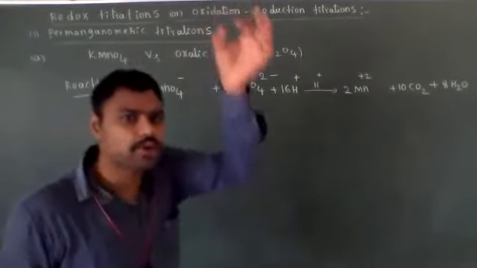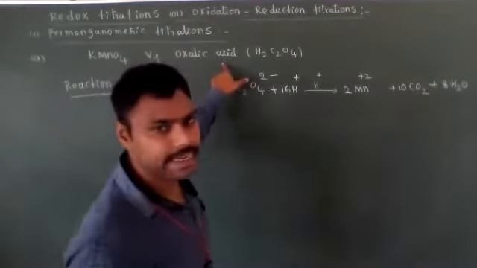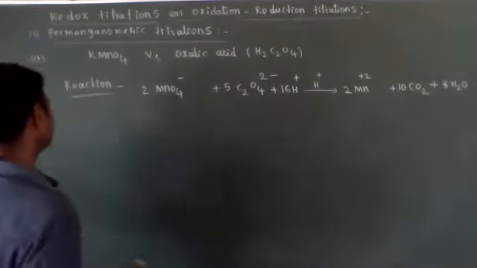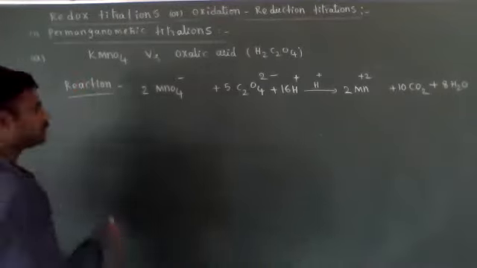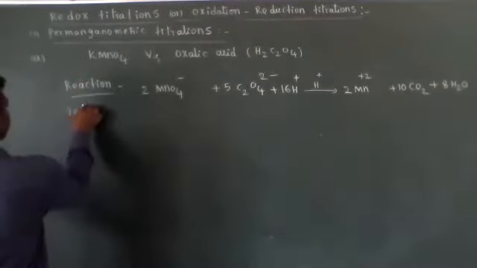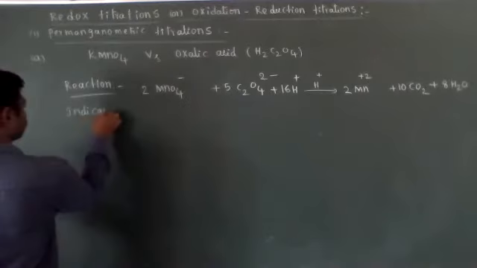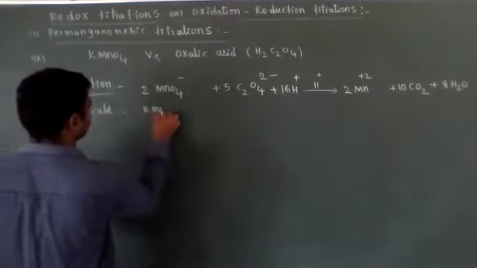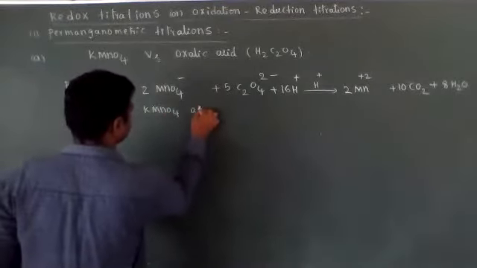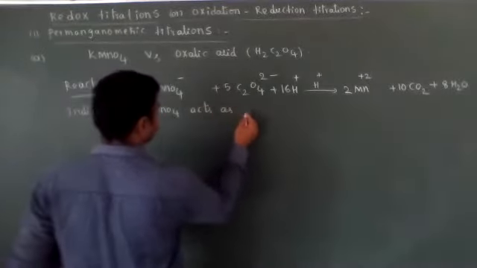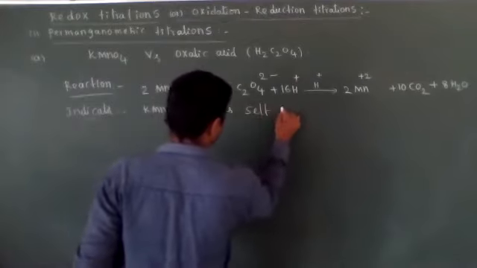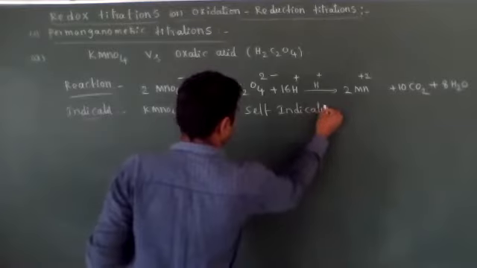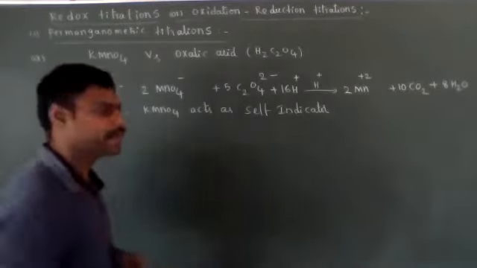KMnO4 we are taking in the burette. Oxalic acid we are taking in the conical flask. So in this titration, what is the indicator we are using? KMnO4 acts as a self-indicator.